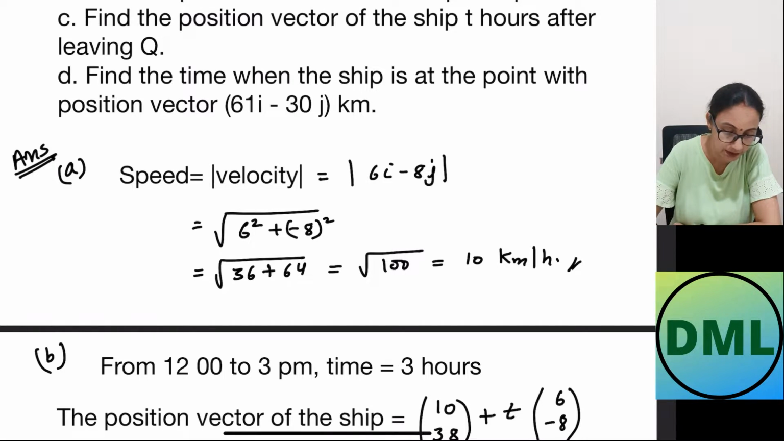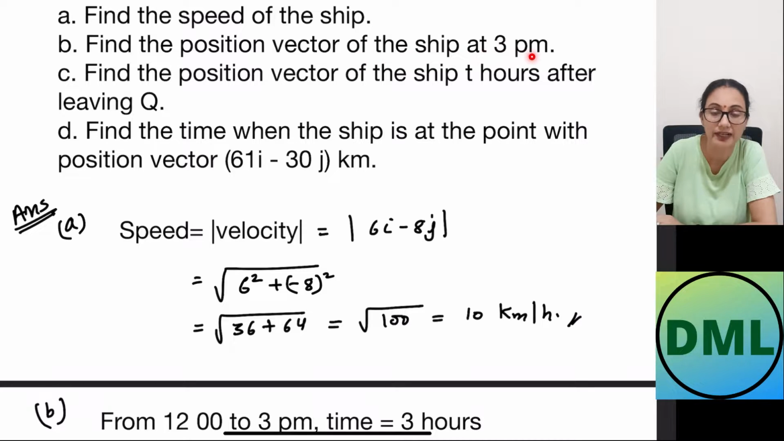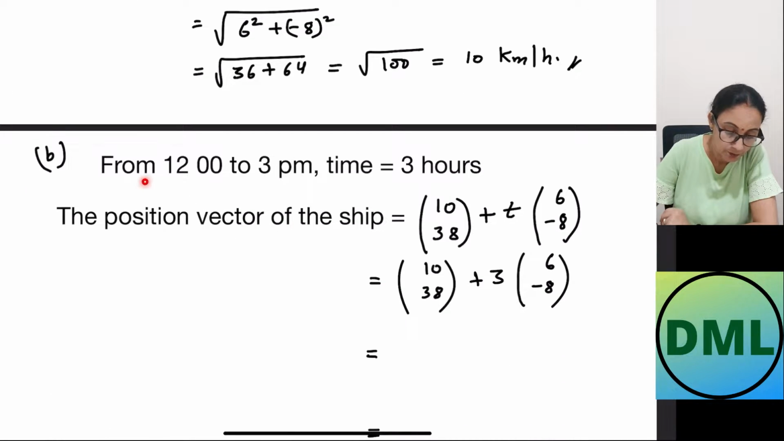Now we have to find the position vector of the ship at 3 pm. You started at 12 hours and reached 3 pm. That means you have traveled for 3 hours. From 12 hours to 3 pm, the time is 3 hours.